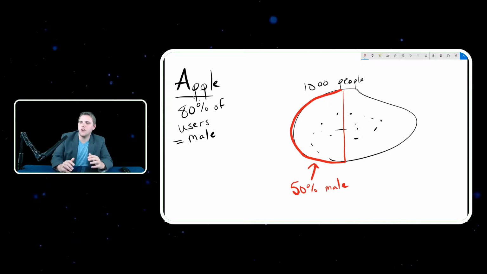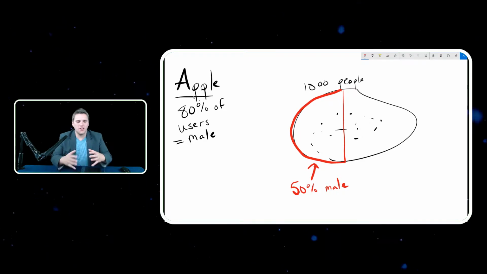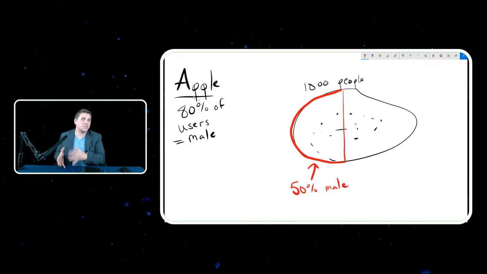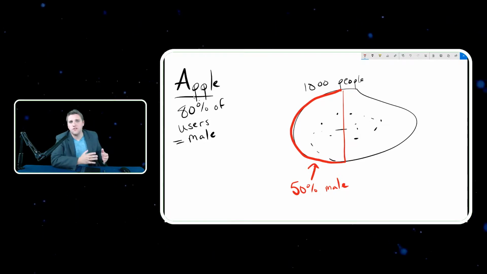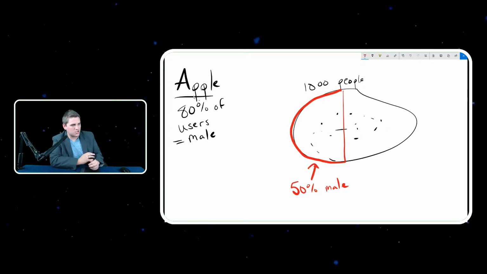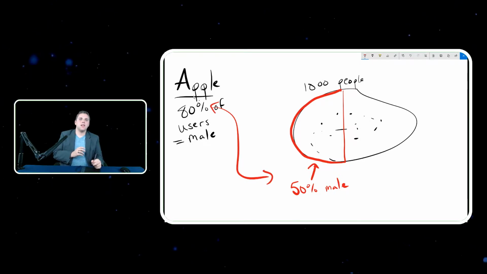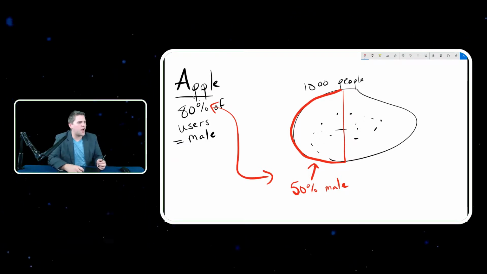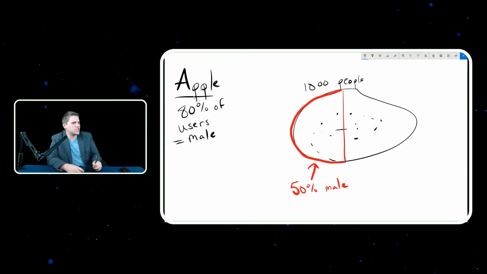But the question here is, is 80% close to 50%? Are these two numbers close, 80% and 50%? And if we ever want to measure closeness, we've already talked about how to do that. The answer is confidence intervals. So, real quick, how do you calculate a confidence interval? Well, we've actually seen this formula before.